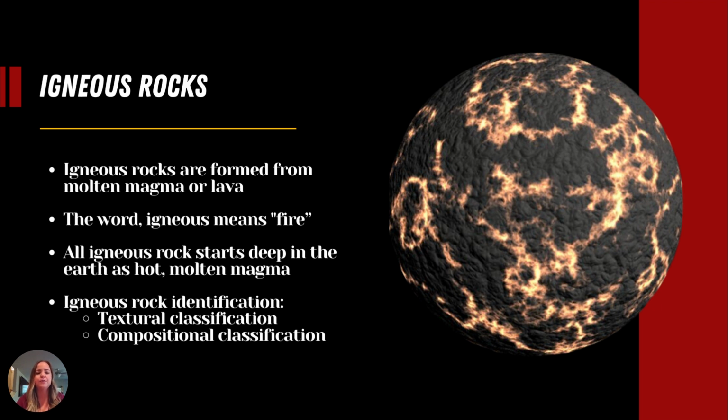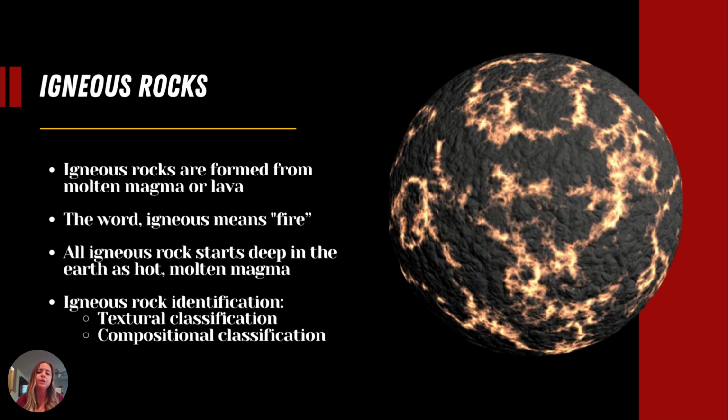All right, so first things first, igneous rocks come from magma or lava. So this is molten rock that's either found inside the earth or has erupted out of a volcano. The word igneous means fire, so it's pretty fitting that it comes from molten rock or fire. All igneous rocks will start deep in the Earth's crust, and some will solidify underneath in plutons, and some will solidify on the surface out of volcanoes.